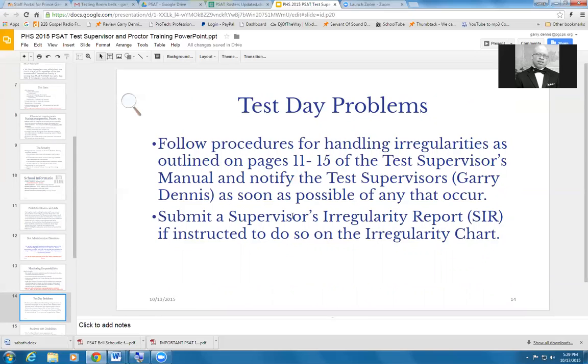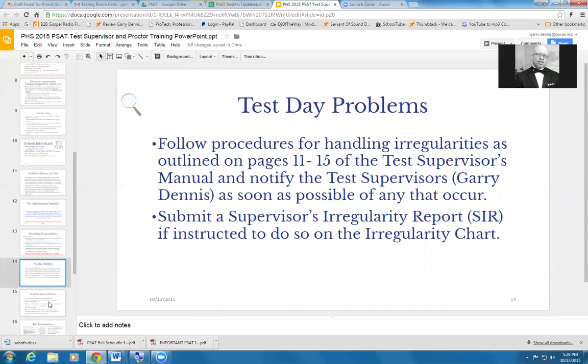If there's problems following within the test, I'm going to be around, but there are procedures on page 1115 that talk about irregularity reports. That is if a booklet is missing, or a booklet is ripped, or a student has violated the electronic agreement as far as College Board is concerned. Those are considered irregularities, and there's a form that must be filled out that I will help you with if that happens, and let's hope that it doesn't.